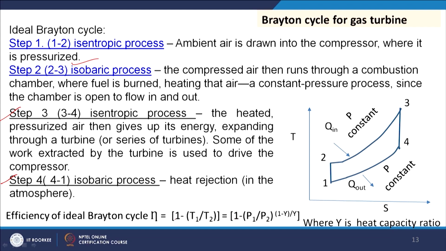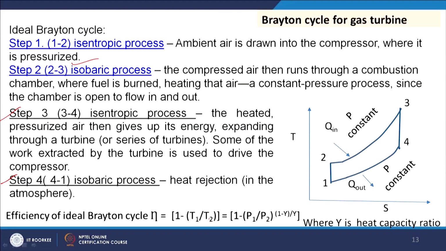So, these are the steps of the gas turbine cycle, and efficiency is equal to 1 minus T1 by T2, just like Carnot cycle efficiency, or T1 by T2 can be replaced by P1 by P2 to the power (1 minus gamma) by gamma. Already we have discussed, we studied this in thermodynamics subjects, where gamma is the heat capacity ratio.